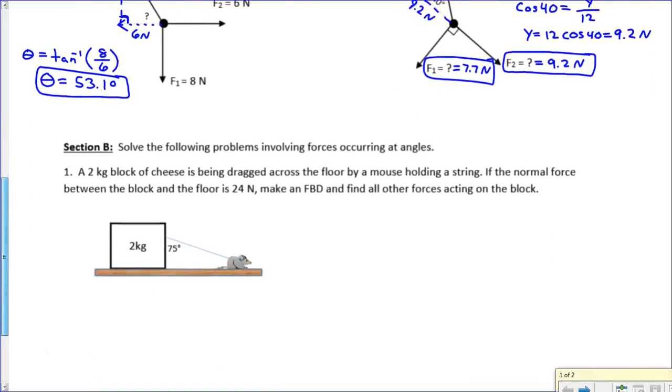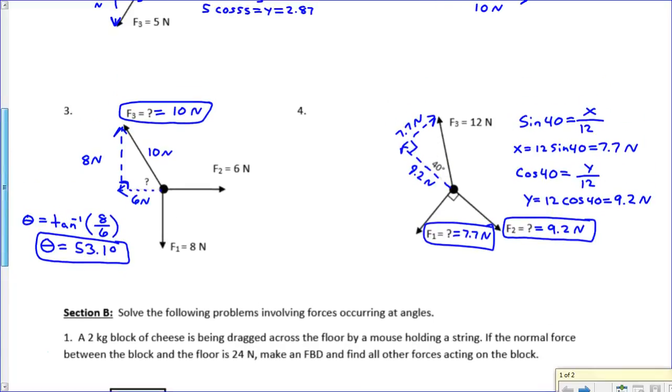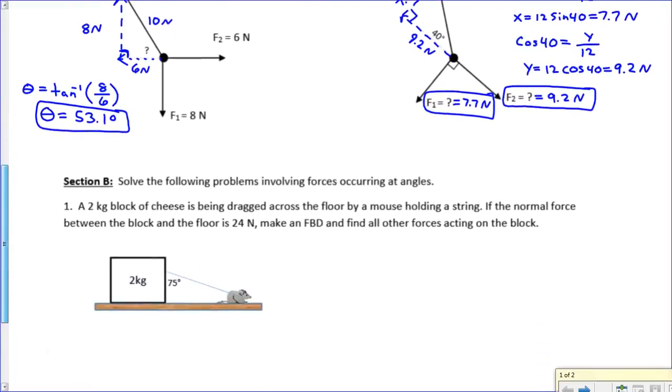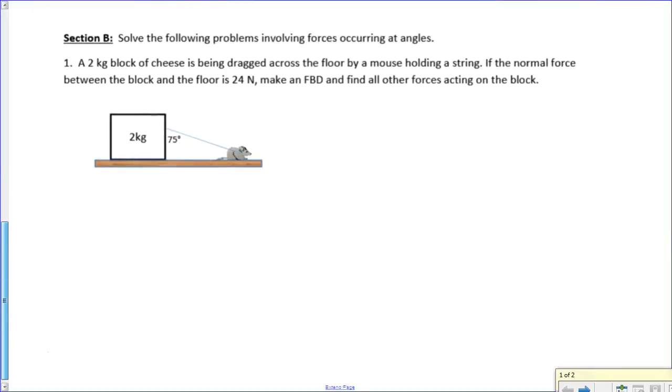Okay, so that is that. Those are just some basic force problems. So I'll have a few of those like that on the test, but what becomes a little bit more difficult is when I give you a word problem like this. And so in this one, it says that we've got a block of cheese and it's being dragged across the floor by a mouse, which is holding a string. I said the normal force between the block and the floor is 24 newtons, and I want you to find all of the other forces.